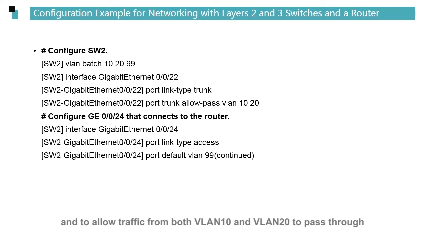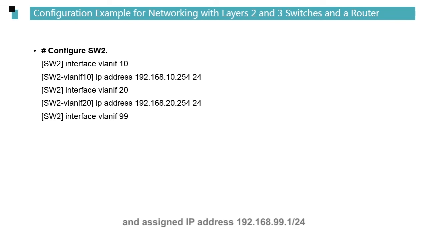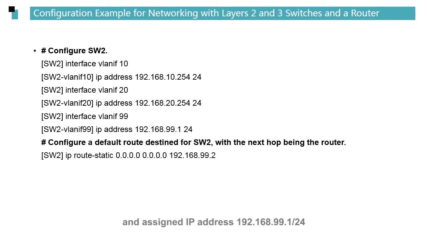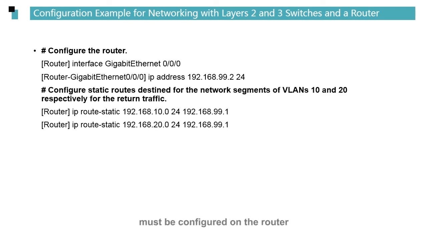SW2 needs to communicate with the router through VLAN 99 because interfaces on switches cannot have IP addresses. SW2's GE0/0/24 must be added to VLAN 99 and configured as an access interface. The VLANIF 99 interface must be configured and assigned IP address 192.168.99.1/24. SW1, SW2, and the router must be configured. Remember that the routes destined for return traffic must be configured on the router. In actual applications, a default route must also be configured on the core switch SW2.